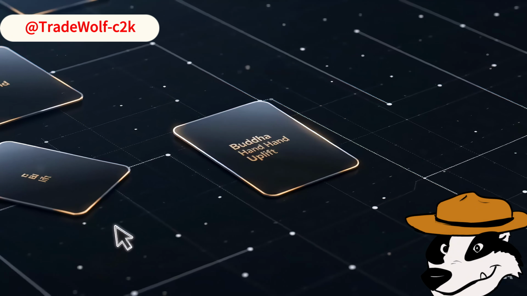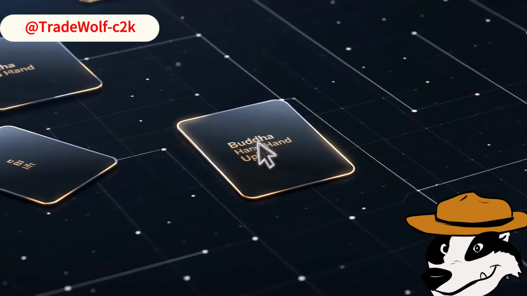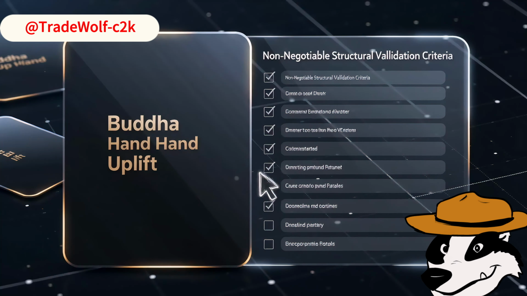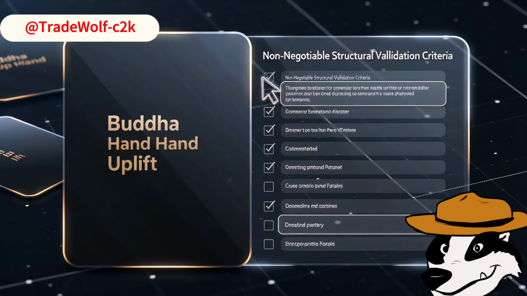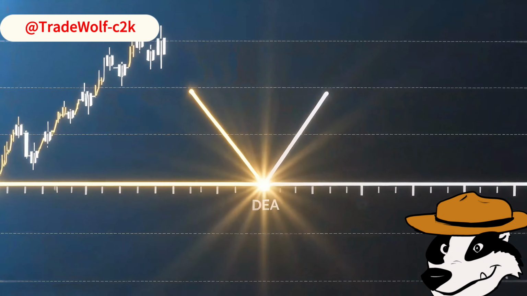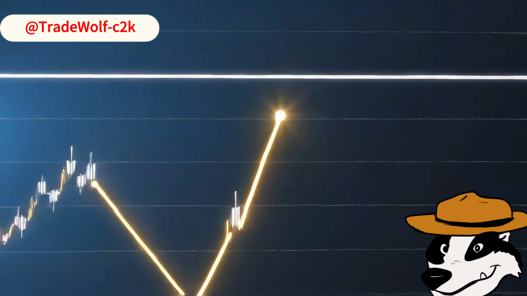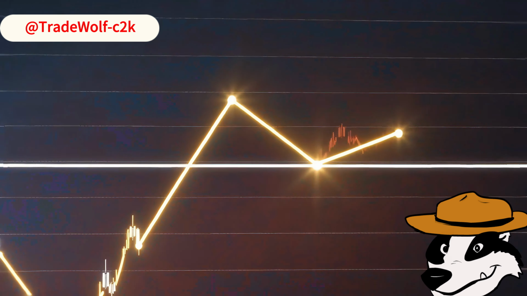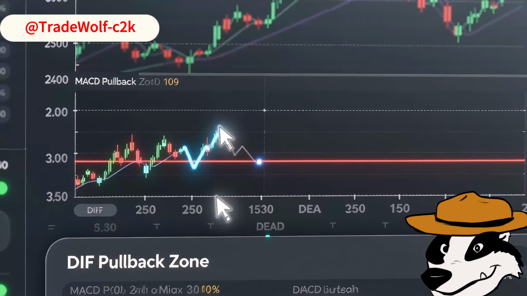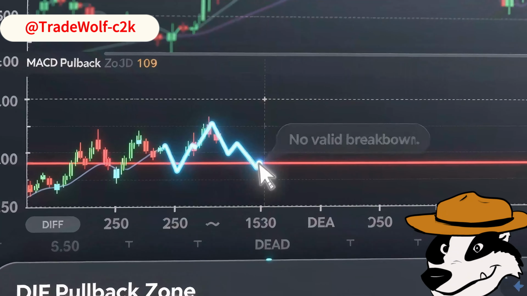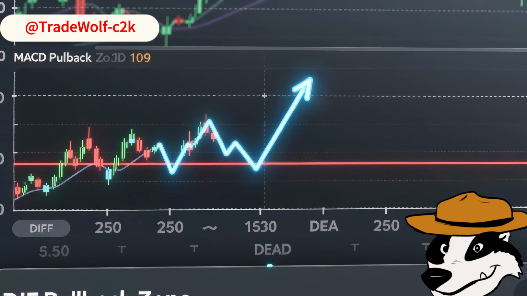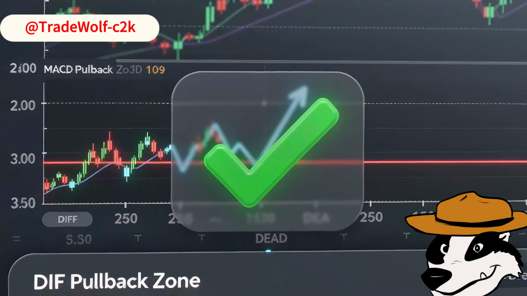The first high-probability structure, the Buddha Hand Uplift pattern. I will lay out the rigid, unalterable structural validation rules for this pattern. Stage 1. The indicator forms an initial bullish golden cross below the zero line. Afterwards, the fast DIF line and slow DEA line rally in tandem and move fully above the zero axis. The fast DIF line pulls back slightly but always holds above the slow DEA line without breaking down. Once DIF turns upward again, the pattern receives full validation.